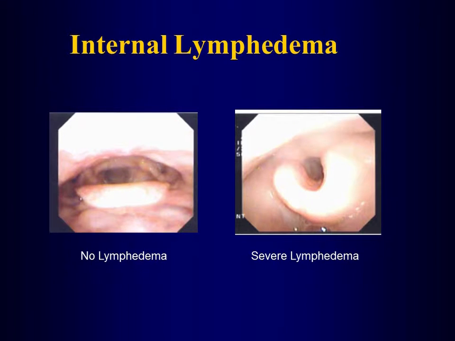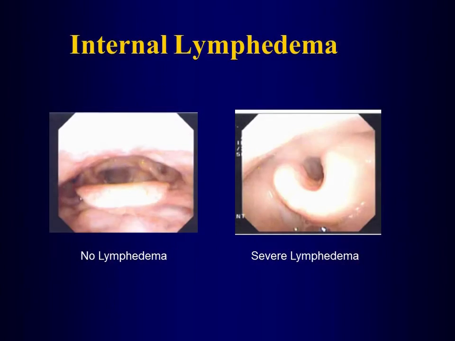Now, in addition to the external lymphedema that we all think about occurring in the soft tissues of the submental region, the cheeks and the neck, you can also have internal lymphedema. So that would be involving all of the structures that are important for swallowing, for speech. You can get lymphedema involving the sinuses, so that sinus drainage becomes challenging.